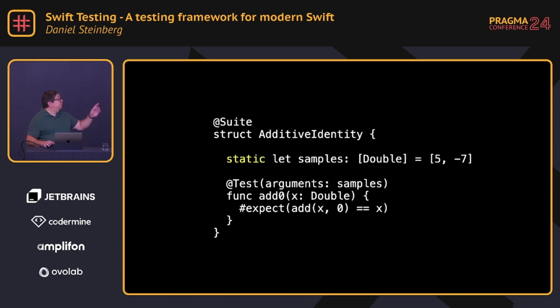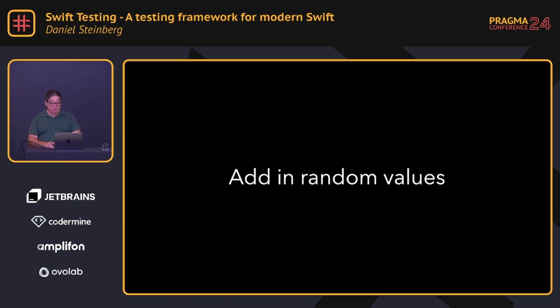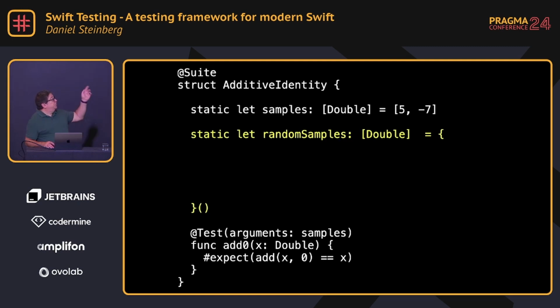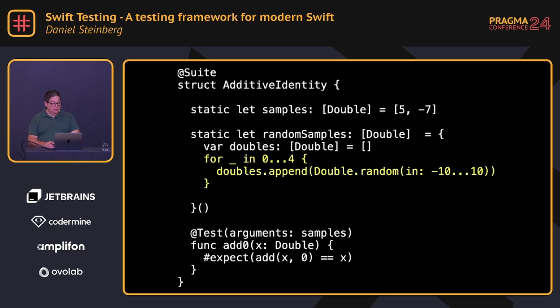And now this is pretty clean. And once you've done this, you can add in random values. You can say, look, let's add in some random samples. I'll get an array of doubles. I'll choose some random values. I'll return those, and now I'll run both the samples and the random samples.